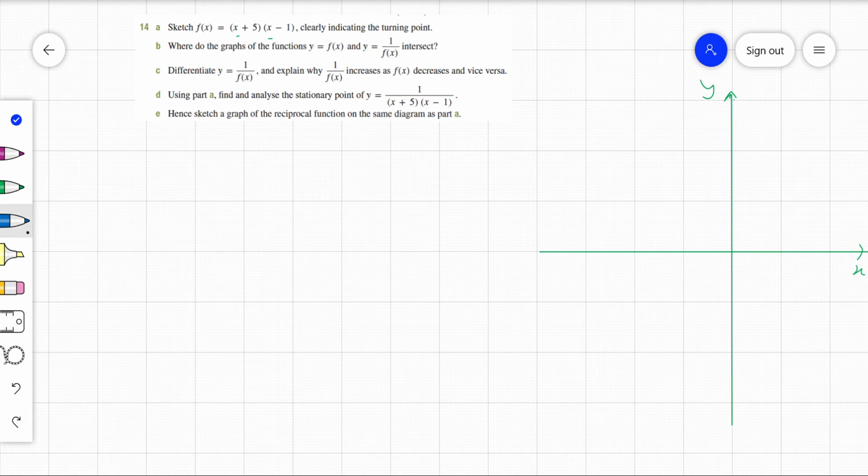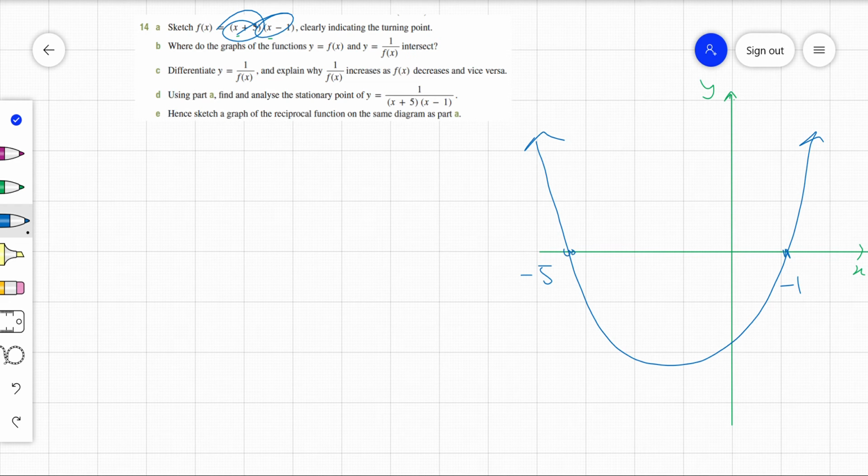Alright, so we've got this nice quadratic, y equals (x plus 5)(x minus 1). So you can see the zeros are negative 5 and 1. If I draw a parabola, it's not to scale, with zeros at negative 5 and 1. So that's a space of 6.